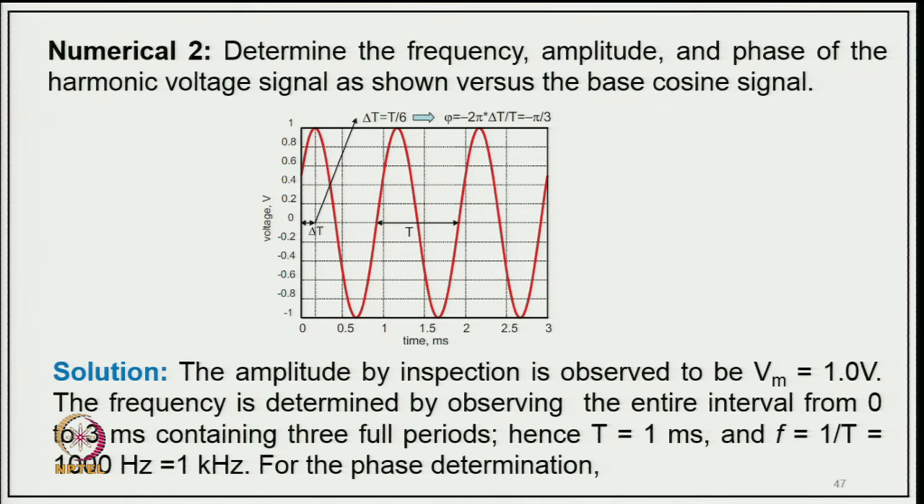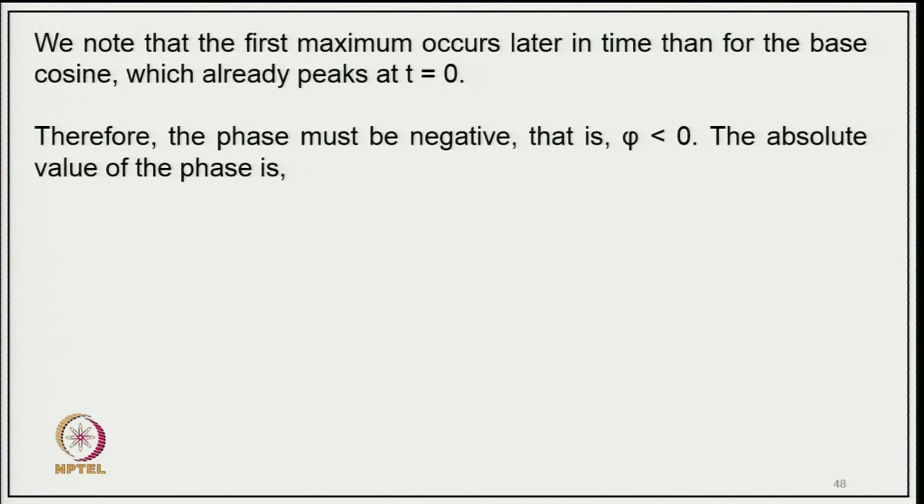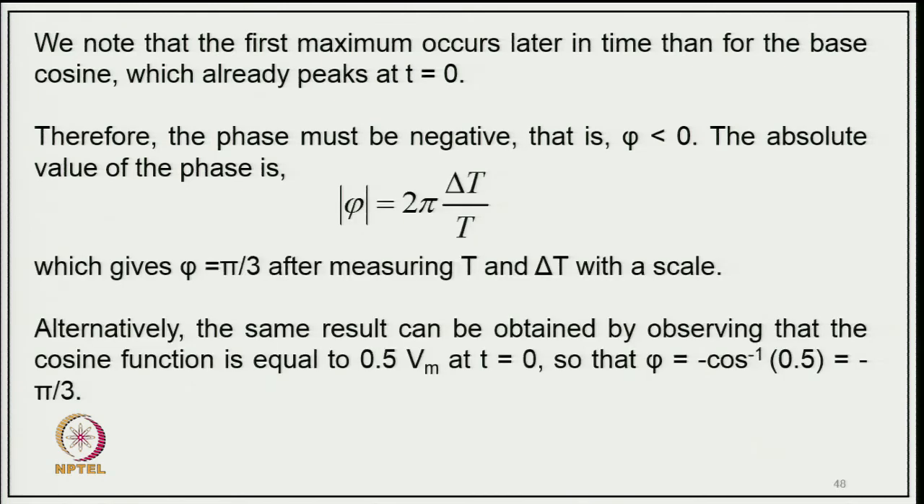And for the purpose of phase determination, we note that the first maximum occurs later in time than from the base of cosine, which is already at peak at t equal to 0. Therefore, the phase must be negative, that is phi is less than 0. So, the absolute value of the phase is |phi| equal to pi delta t upon T, which gives phi equal to pi by 3, after measuring T and delta t with the scale. Alternatively the same result can be obtained by observing the cosine function equal to 0.5 Vm at t equal to 0. So, phi will be minus cos inverse 0.5, that equals minus pi by 3.